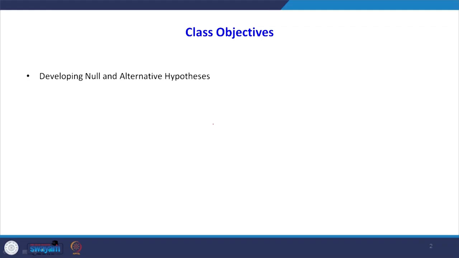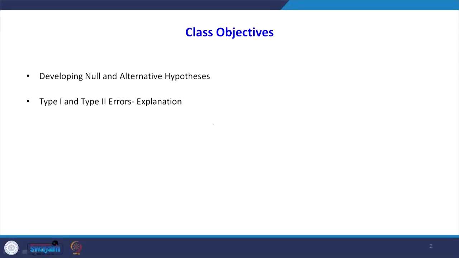Welcome students. Today we are entering into a very interesting topic, that is hypothesis testing. Especially this topic is going to be fundamental for coming lectures. So you should understand the class objectives. First I am going to explain how to develop null and alternate hypothesis, because solving a hypothesis problem is very easy. The most important is how to formulate the hypothesis. Once you are very good at formulating the hypothesis, solving the problem is very easy.